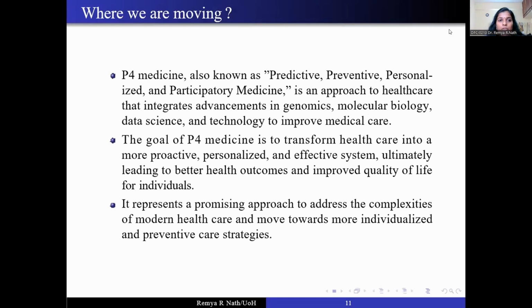Where we are moving. P4 medicine, also known as predictive, preventive, personalized, and participatory medicine, is an approach to healthcare that integrates advancements in genomics, molecular biology, data science, and technology to improve medical care. The goal of P4 medicine is to transform healthcare into a more proactive, personalized, and effective system, ultimately leading to better health outcomes and improved quality of life for individuals. It represents a promising approach to address the complexities of modern healthcare and move towards more individualized and preventive care strategies.